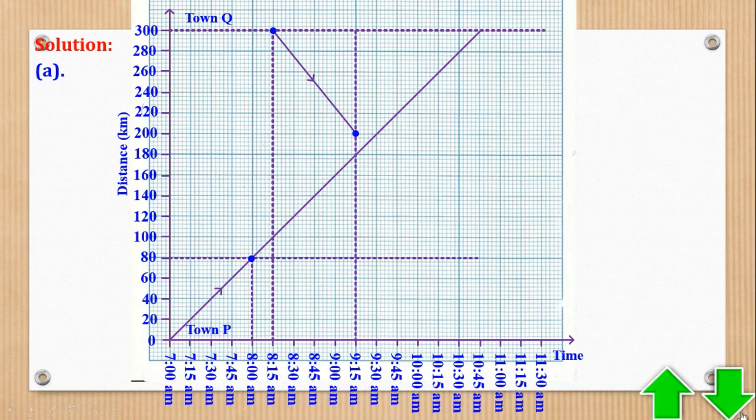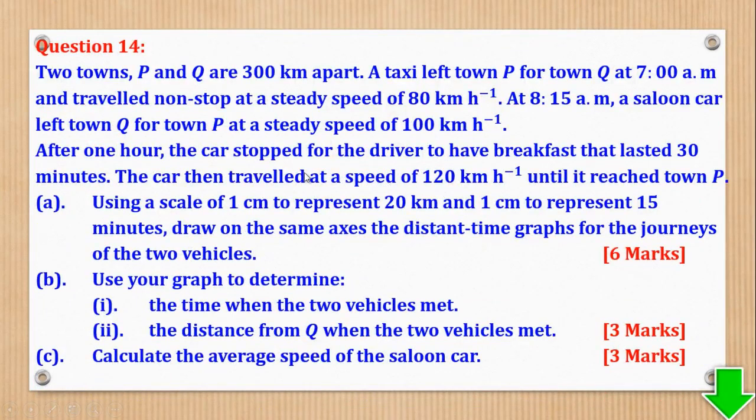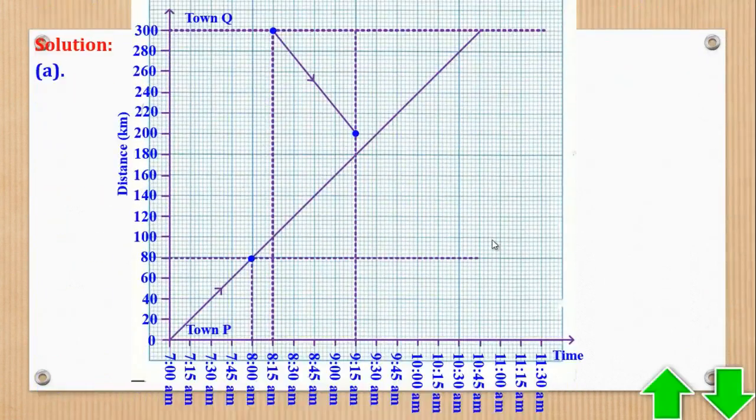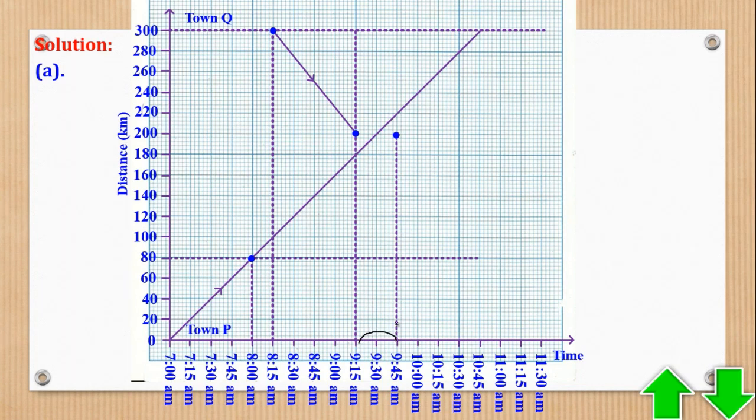Then let's see the next information. The next information says, after 1 hour, he stopped for 30 minutes. So time is moving, but the distance is not changing. So distance is the same, but time is moving for 30 minutes. So 9:15, if you add on 30 minutes, it will become 9:45. That's why you see this vertical line here. And the distance remains the same.